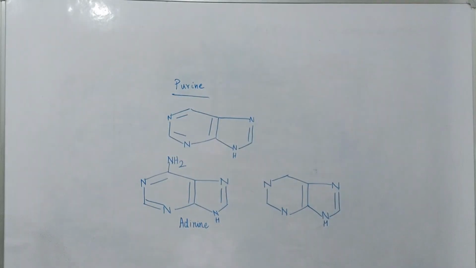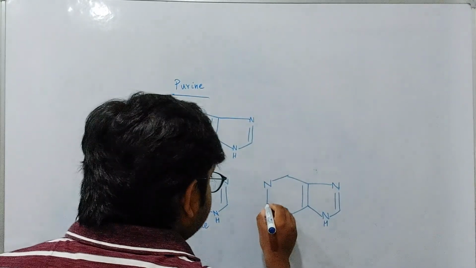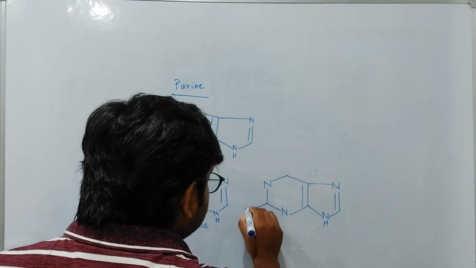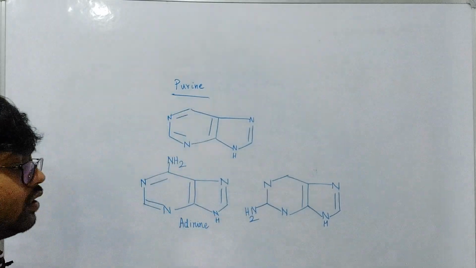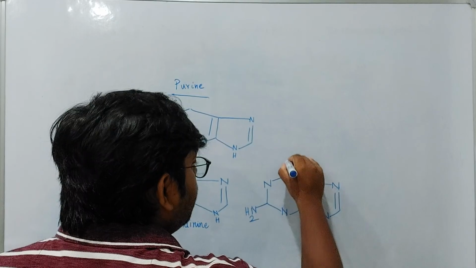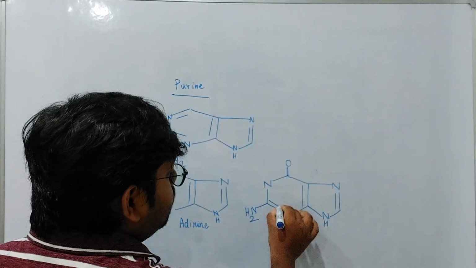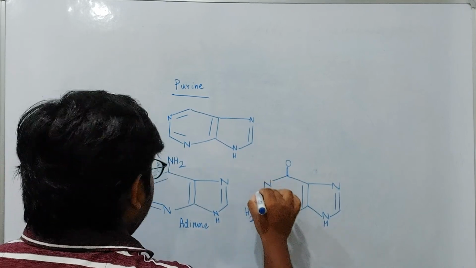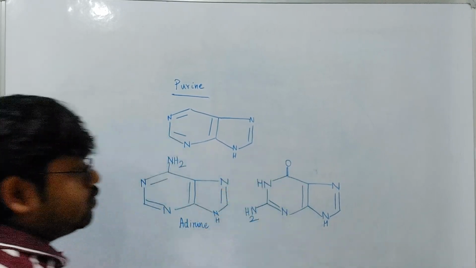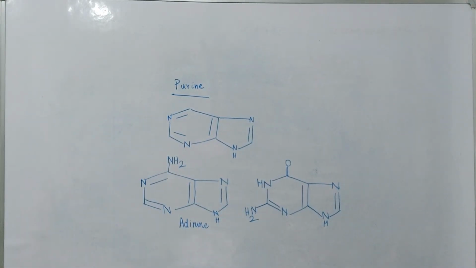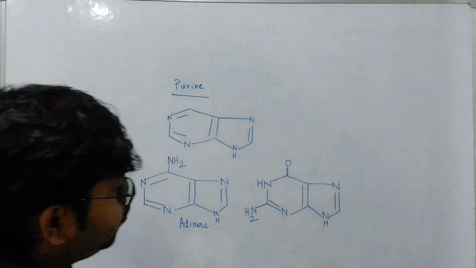Now, how will I change this? I will write one NH2 over here. I will add one double bond O over here. So that's why a double bond here and one hydrogen over here. So this is basically the structure of guanine.